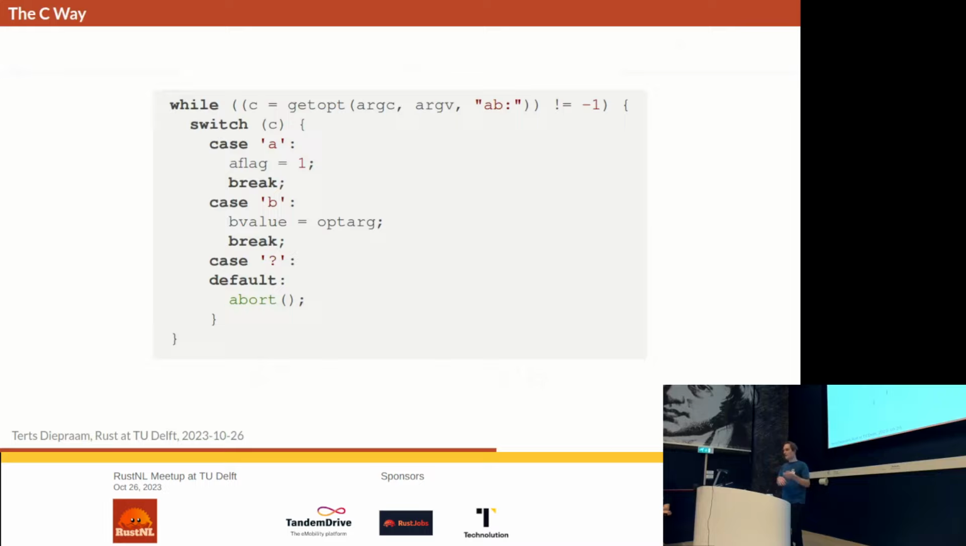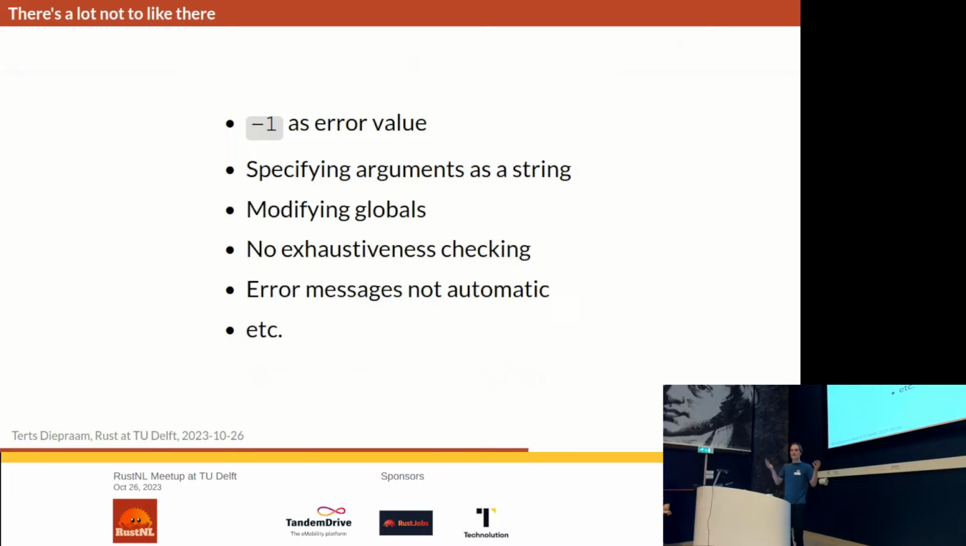Nothing here is automatic. It's modifying globals. The switch is not exhaustively checked. Right, the error messages are not automatic. The help is not automatic. The completions are not automatic. We're specifying our arguments as a string. I think this is kind of ugly. But this is the stuff that we have to emulate in Rust.